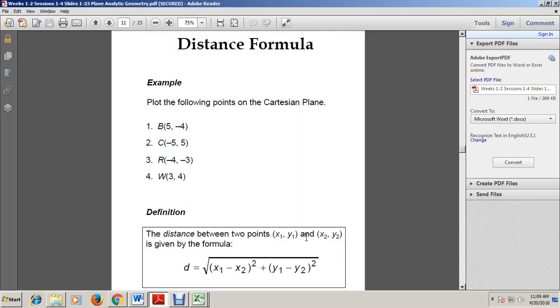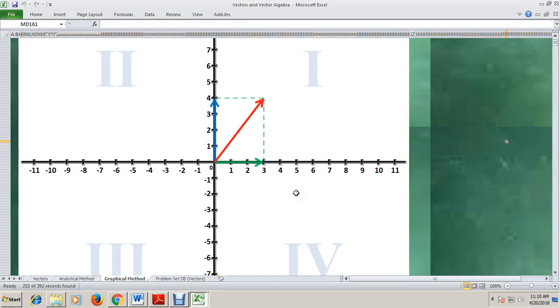of each given point. Now, why is it that the computation of the distance between 2 points has the form of this formula? Let us take note of that. Using this illustration, I will be illustrating how we came about with the distance formula. Suppose you are given 2 points.